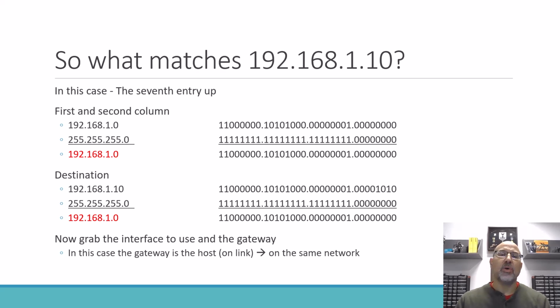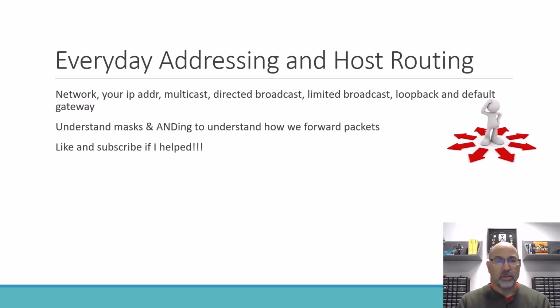I hope that helps with some of the special IP addresses that are out there, why we have them, and then we've processed an example in the routing table. So this was everyday addressing and host routing. What we find out is that there are 7 entries that every full routing table must have on a host. You have one for your network, one for you, one for a multicast, one for a directed broadcast at your network, a limited broadcast, loopback, and a default gateway.